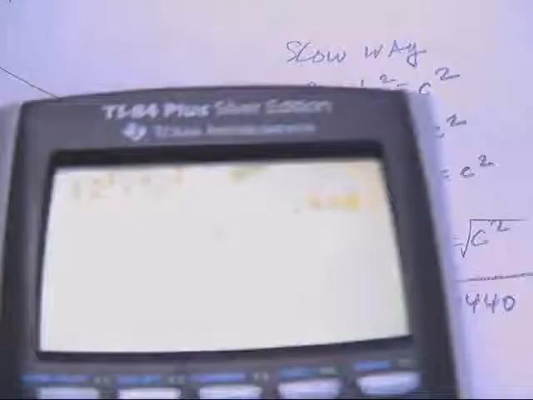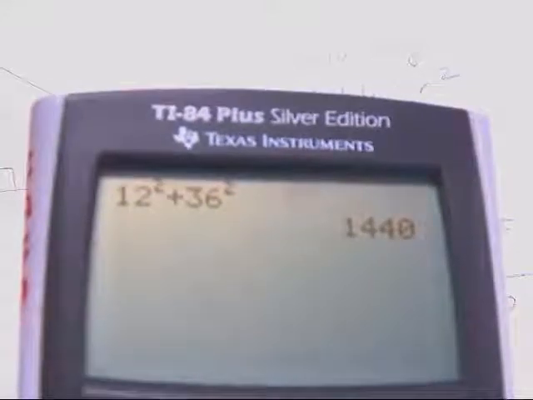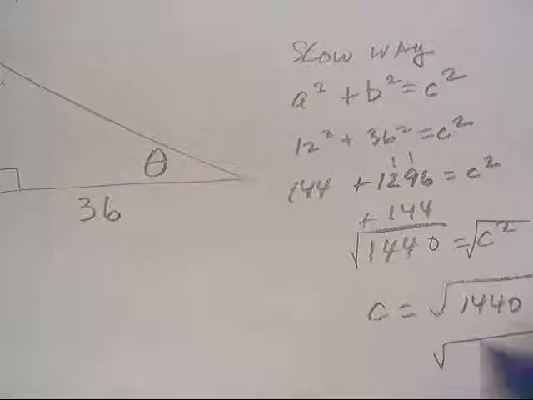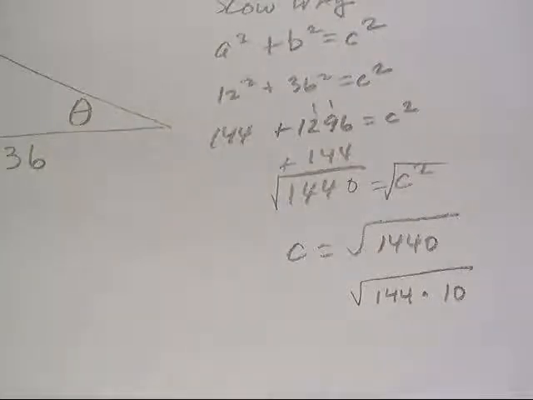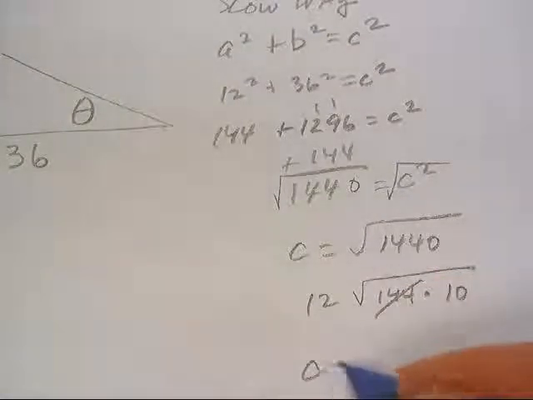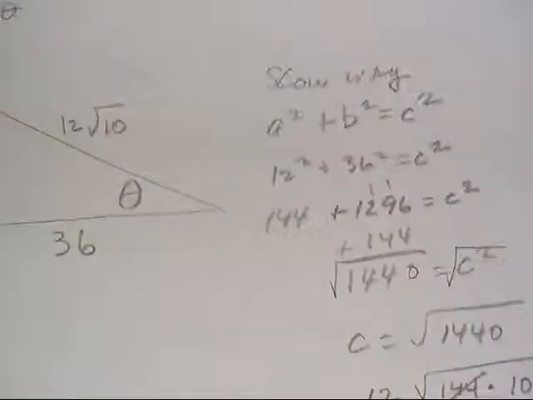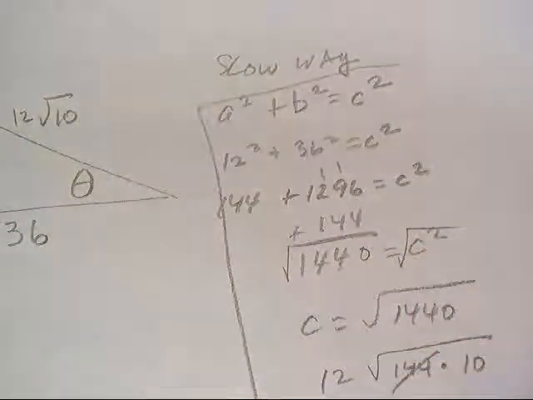Okay, so it looked like this if you're using your calculator. You can use your calculator on this if you're doing it the slow way. So you know what? Seems like to me that would have to be 144 times 10, correct? What's the square root of 144? What is it? 12. Take a 12 out, 12 root 10. So my hypotenuse was 12 root 10, and this is the slow way.